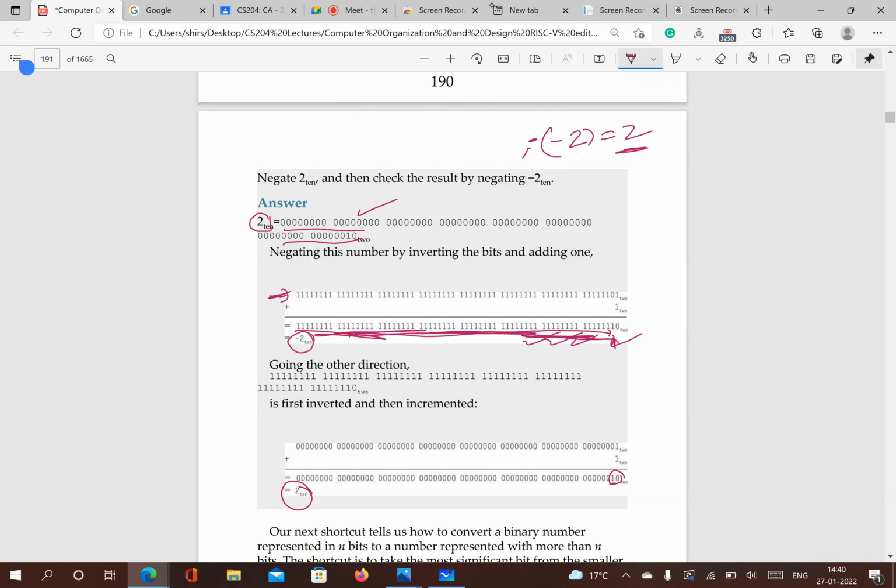This is not a big example, they just cross-check that if you represent a negative number in two's complement, it is correct or not. Yes, it is correct, because if we take the negative of this again, and you try to calculate the two's complement of this number again, you will get the positive number. Okay, so this part is done.